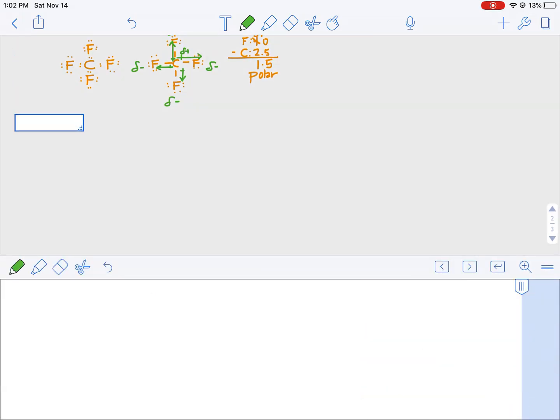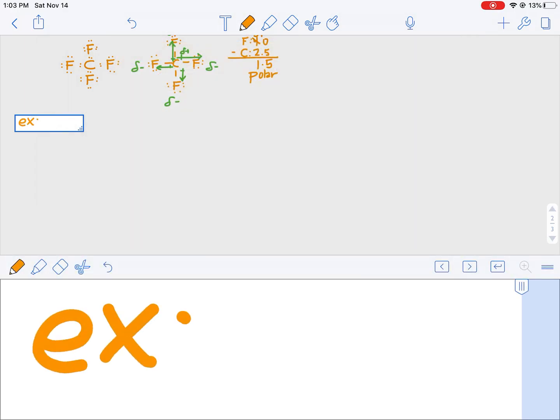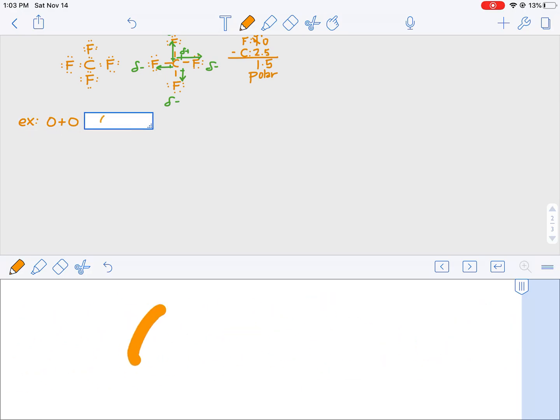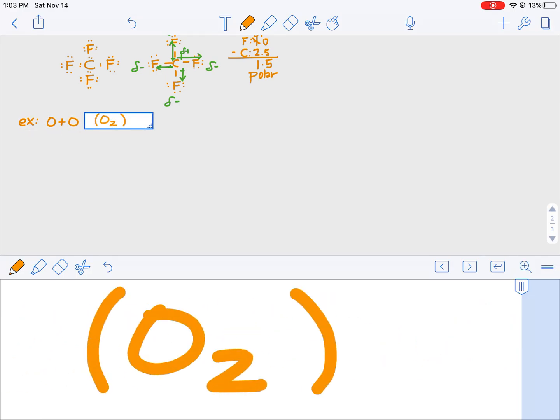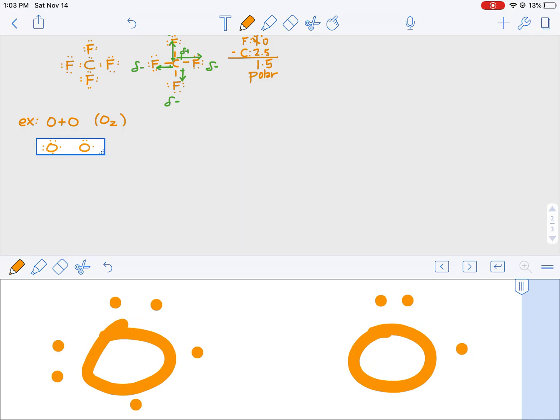Let's try another example. Let's try a diatomic element, oxygen. Oxygen is in group 16. Each piece will have 6 valence electrons or 6 dots around it. Some of you, now that you're able to start to anticipate, oh, I've got 2 nonmetals, I know it's going to be covalent, I know I need to show my sharing.